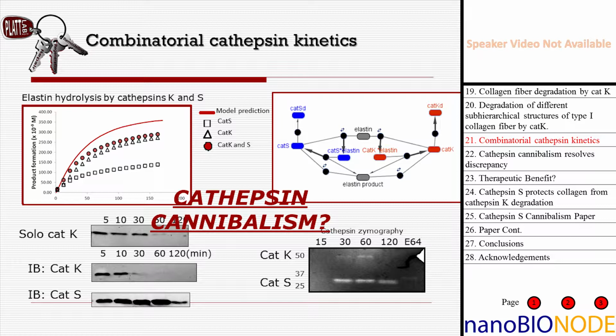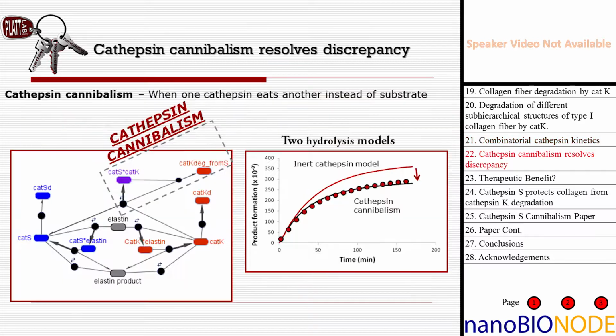Then we did our zymography, and you see the same thing, a bit more sensitive, so you see K out to 60, but still, it's disappearing, and the S is present. So that's what we did with cathepsin cannibalism, right? That was the hypothesis we wanted to test, where one of the cathepsins is eating the other instead of the substrate, thereby reducing the total amount of enzyme present and getting less degradation.